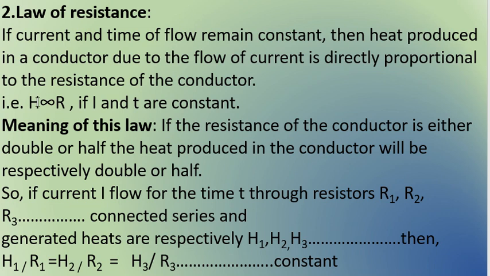Look from here, H is proportional to R. So we can write H proportional to R. If we remove the proportional sign, then we will take a constant here. So we can write H by R equal to constant. Now the third law.